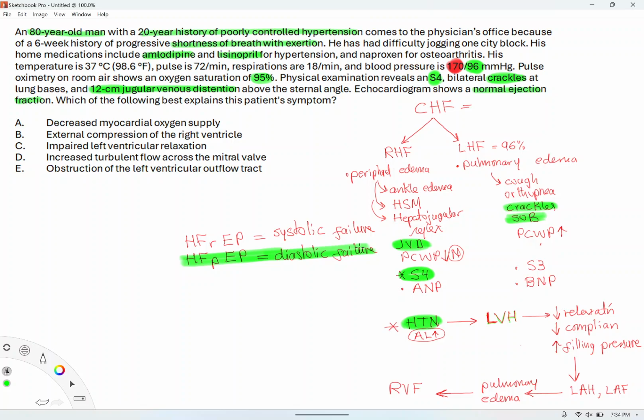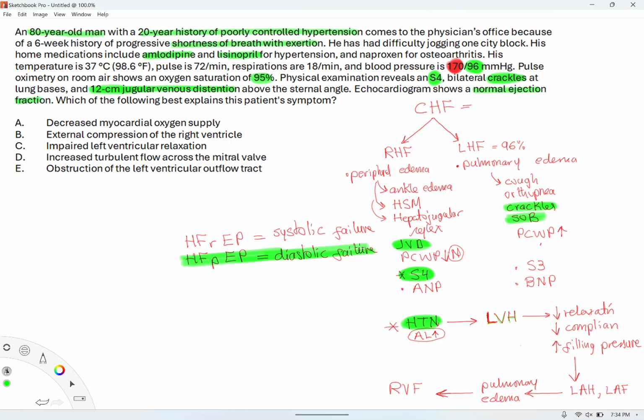Okay, so we went through all of this. Now, what are the choices? Decrease myocardial oxygen supply. So we know this is both systolic and diastolic failure, right? We know it's both left and right heart failure, but it's diastolic failure. One is anatomical failure, which is left and right heart, and the other one is functional or physiological, which is diastolic or systolic. So we know the symptoms of it, we know the signs of those things. Now let's go over these choices.